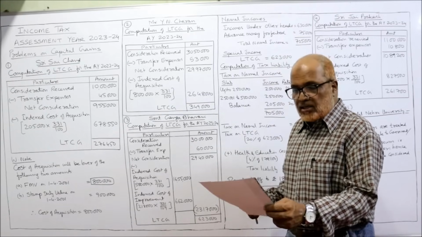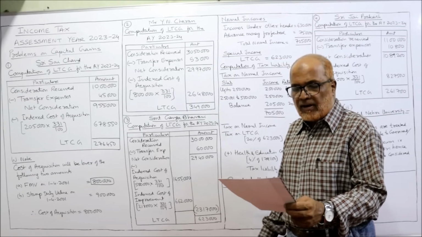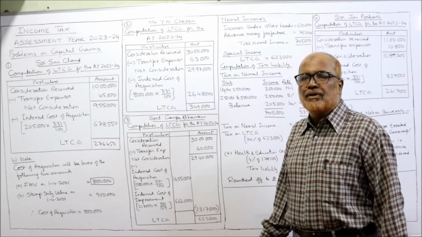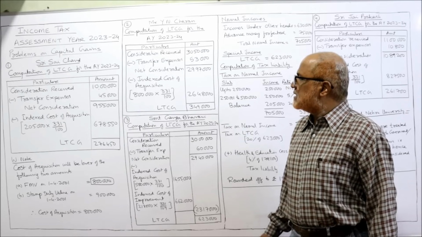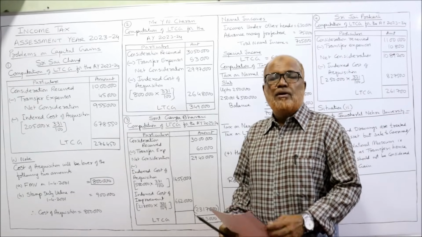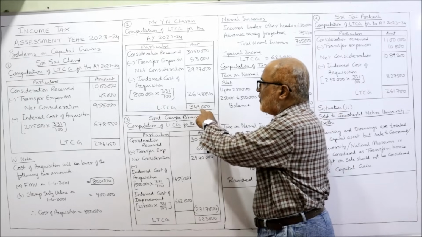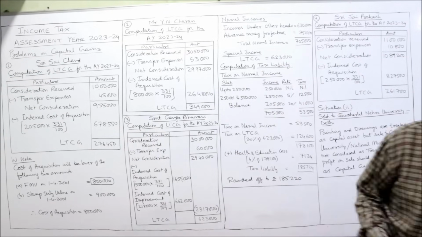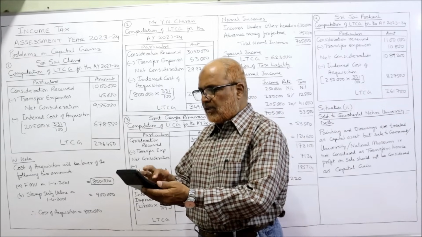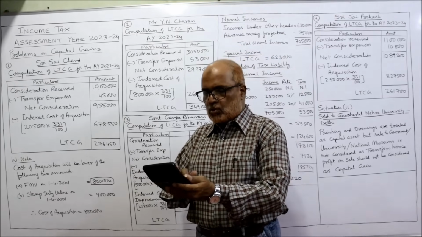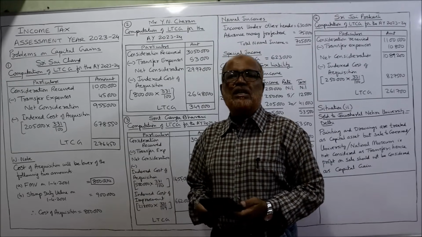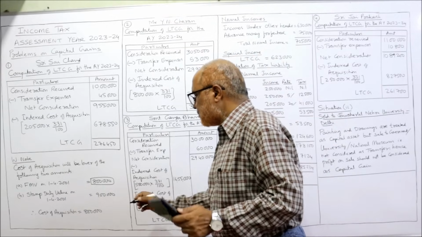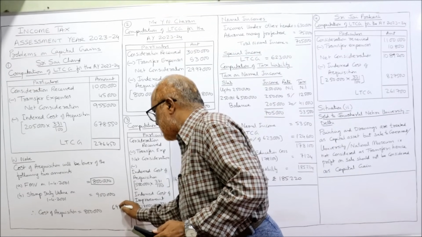So it is also asking you to calculate tax liability. If the income from other heads is nil, no other income he is having. He is having only this much income. Now you can calculate tax liability at 20%. So 20% of 3,49,000. I'm calculating right now on the calculator itself. 3,49,000 into 20% comes to 69,800. So 69,800 is the tax.